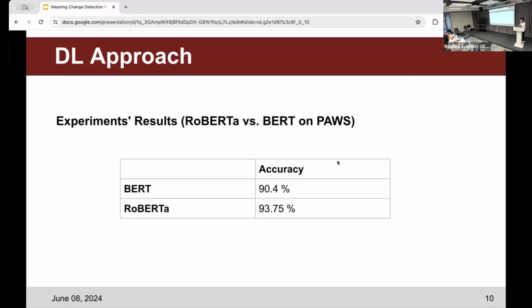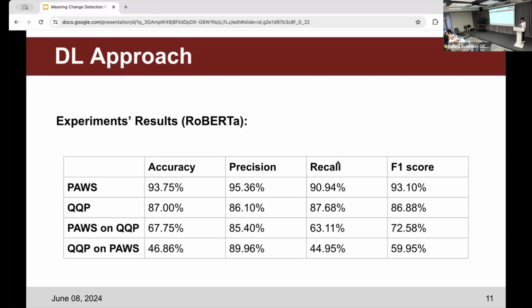Also, you reported training one model on one data set, then cross-evaluating it on another data set. Have you tried merging those two data sets and then training the model on both, but keeping some holdout test data set, just to see what the upper bound of the performance can be if we train on a large enough data set? Oh, actually, we didn't try it, but that's a good point.